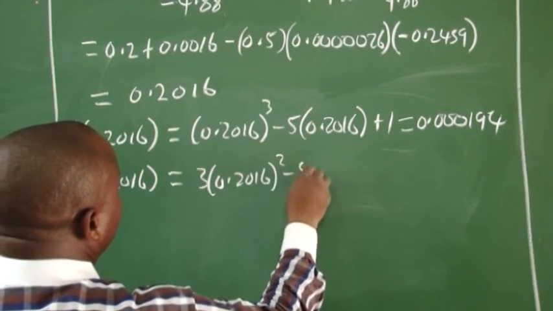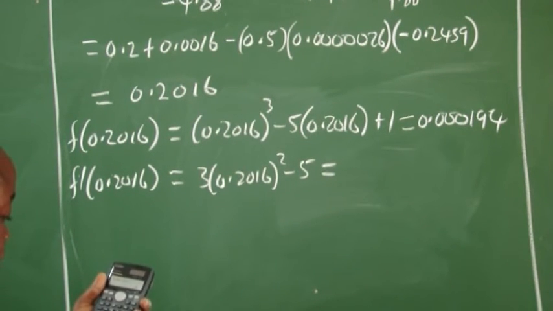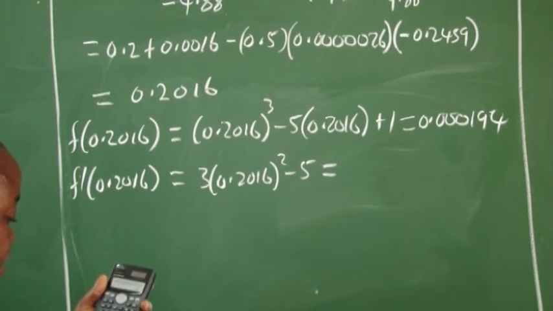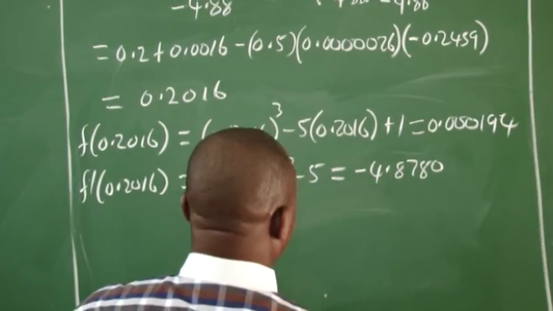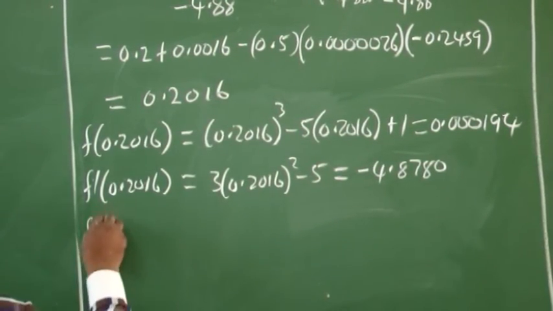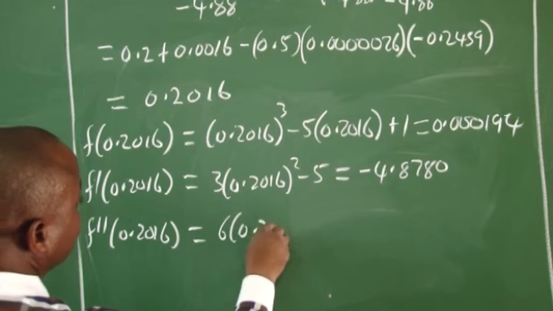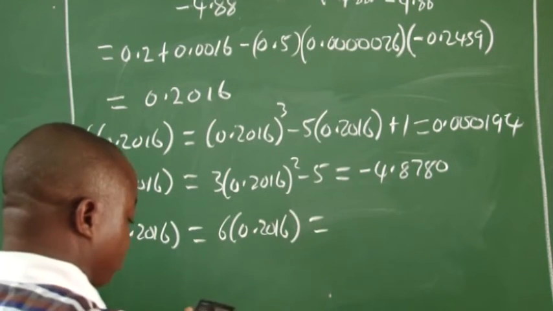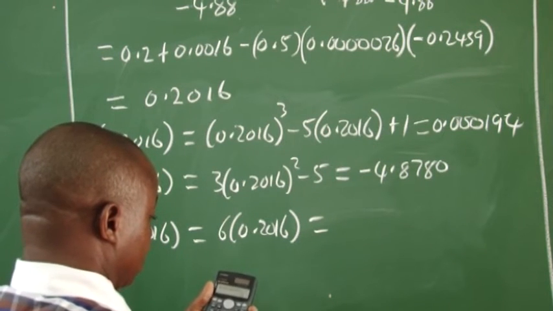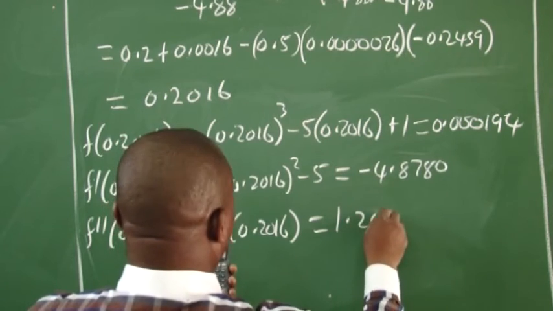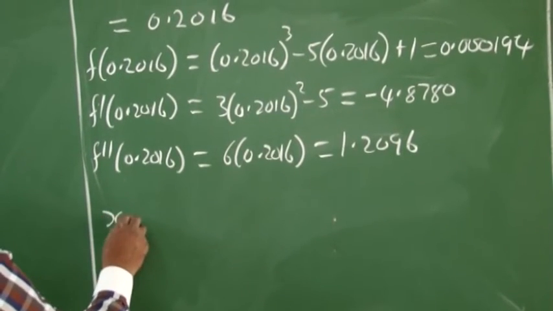times 0.2016 squared minus 5. You have that here. 3 times 0.2016 squared minus 5 gives us minus 4.8780. Now f double prime of 0.2016 will give us 6 times 0.2016. Now if you compute that, 6 times 0.2016 will give us 1.2096. Alright, so now go for x3.